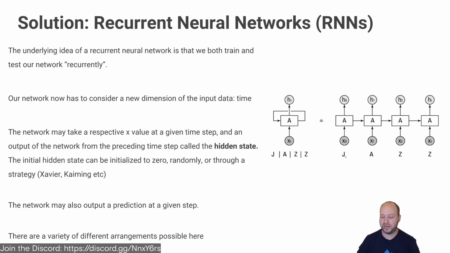In this case, J would be the input, and we'd want H0, the nomenclature here is bad, it should be H1, but we want the first output to be A. Then we would take this output and input it into A here, and then we'd expect this to be Z, and so on and so forth. That way we have an error, as we'll see in a second. We can say, well, I put in J and I expected A, but I got some other value, and now I can create an error based on that.